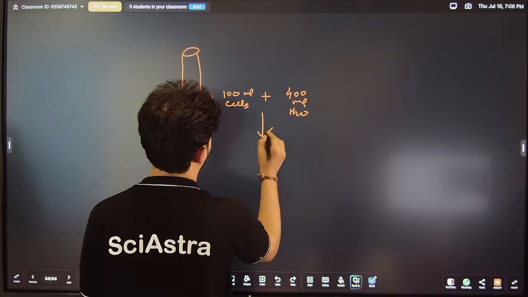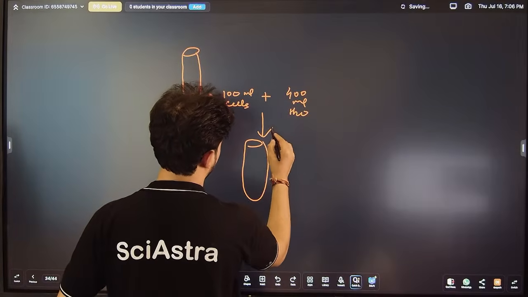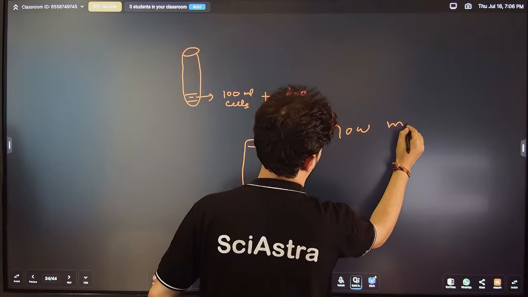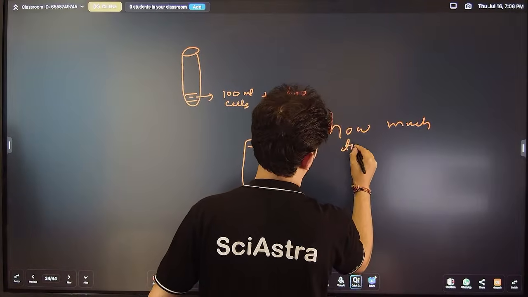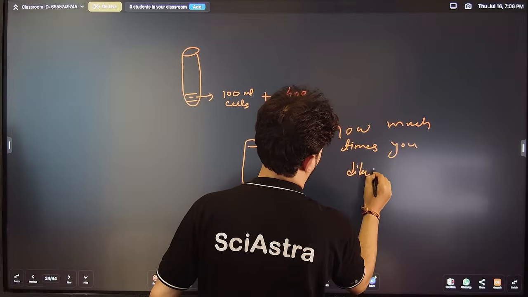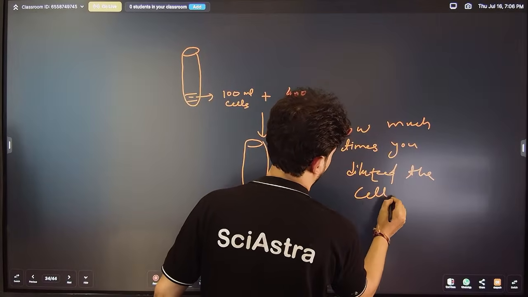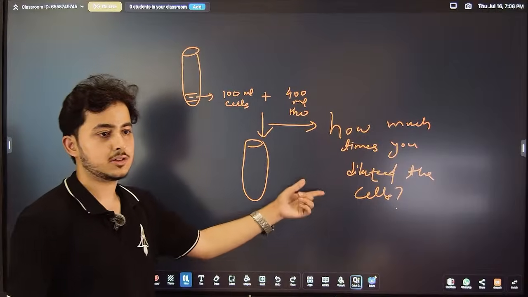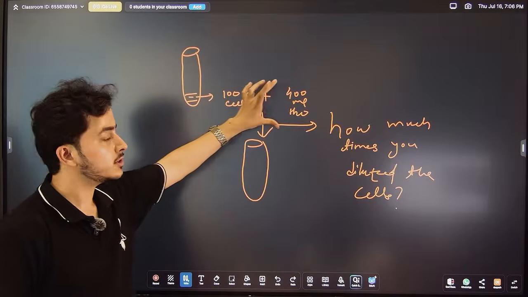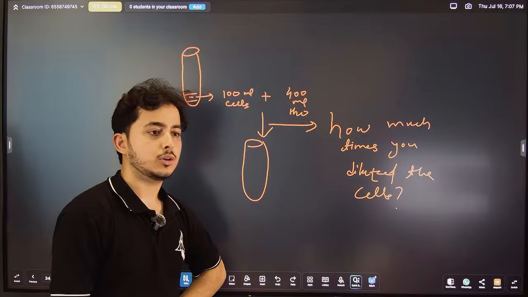So now you can tell me the final volume that will be produced, and how many times you diluted the cells. Can you answer this? How many times did you dilute the cells? If initially you have 100 ml of cells, you added 400 ml of water. So everyone is saying we diluted 5 times.